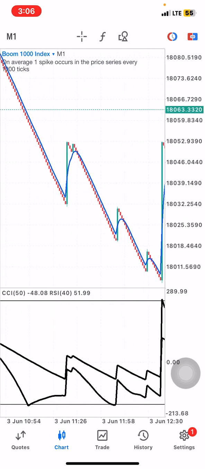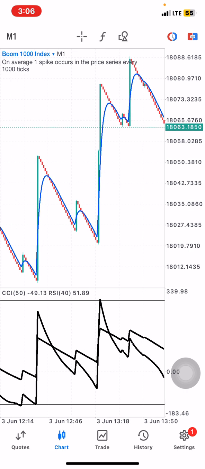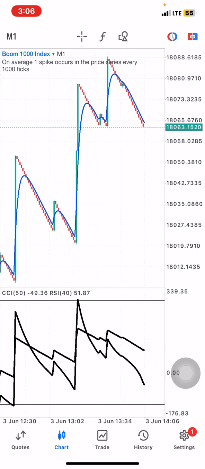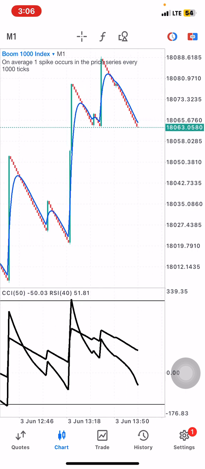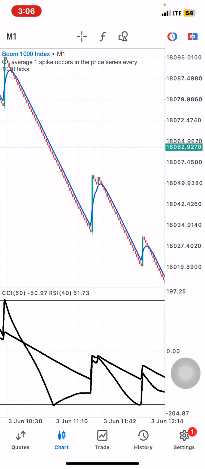Okay, let me explain how it works. You can see at the indicator window 1, this CCI. What will you do to know that this market is going to sell? What is the confirmation you are going to make? That is what this video is all about.